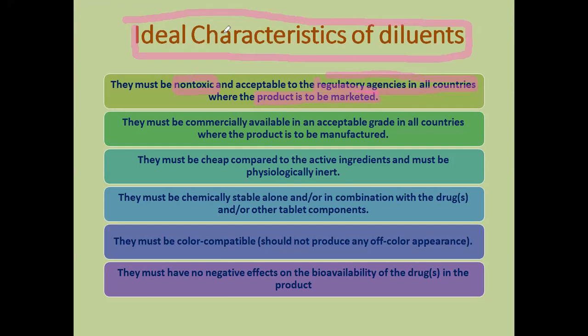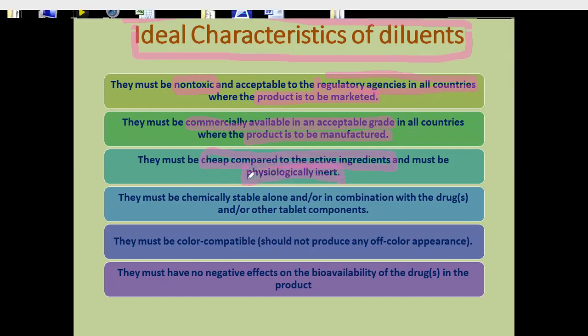Then they must be commercially available in an acceptable grade in all the countries where you are going to manufacture the product. So the commercial availability of the various grades of excipients which you are going to use should be there in the countries where you are going to manufacture this product. Then they must be cheap compared to the active ingredient and must be physiologically inert. So these are the ideal properties.